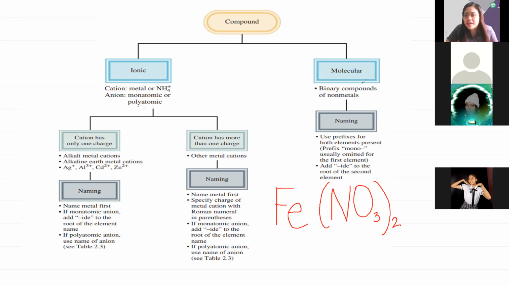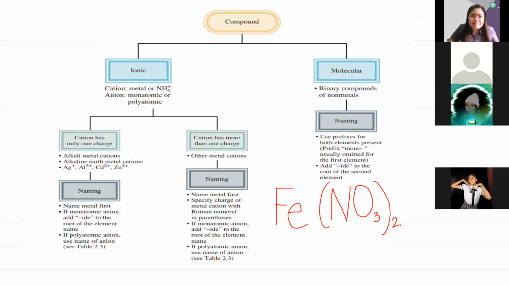Okay? Manaka, Rogisa? Iron. Kung ano na question mark. Pag na-question mark, dili sigurado. Sige, nag-send po ang uban. Ang uban, iron 2 nitrate. Ang uban, iron 3 nitrate.